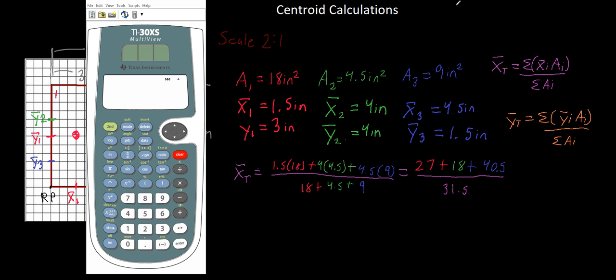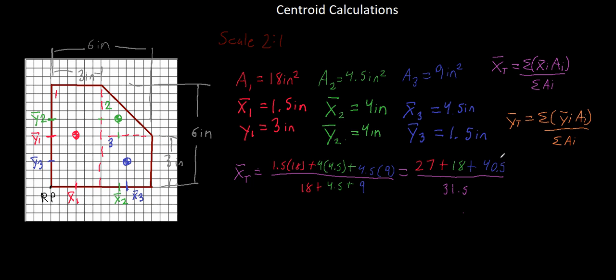So let's pull out our handy-dandy calculator. What is 27 plus 18 plus 40.5? We get 85.5, and then we can divide that by 31.5. And what do we get? We get a total distance in our x direction of 2.7. So equals 2.7. Which would be about, I don't know, about right here. That would be our x total.